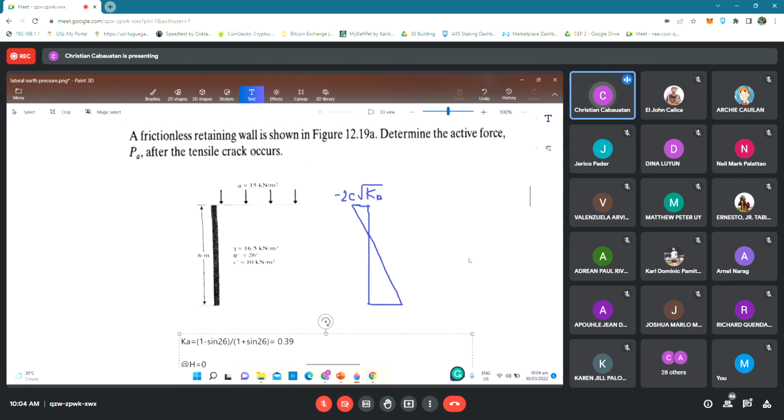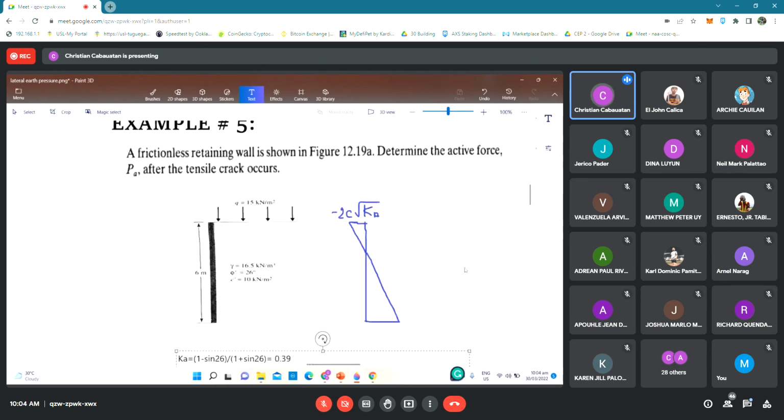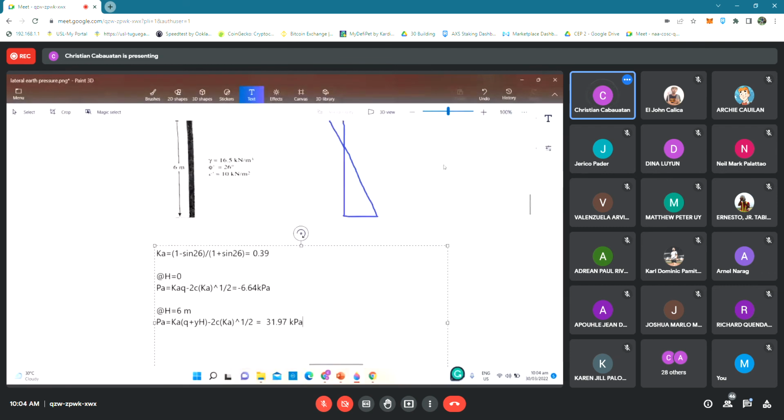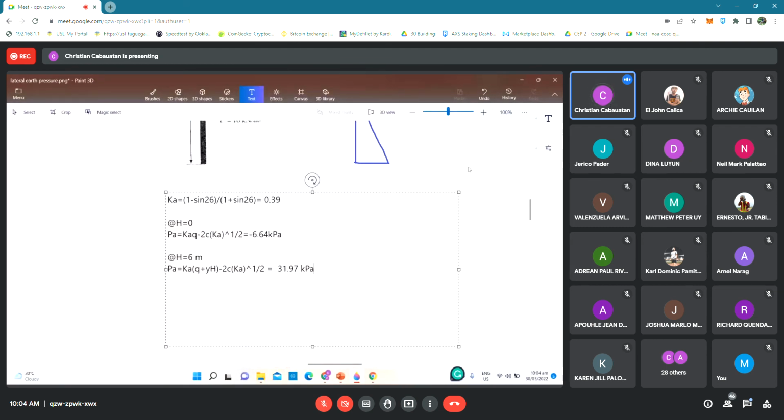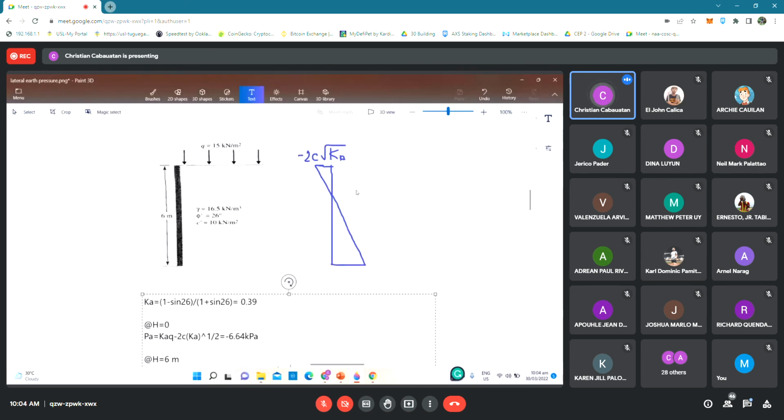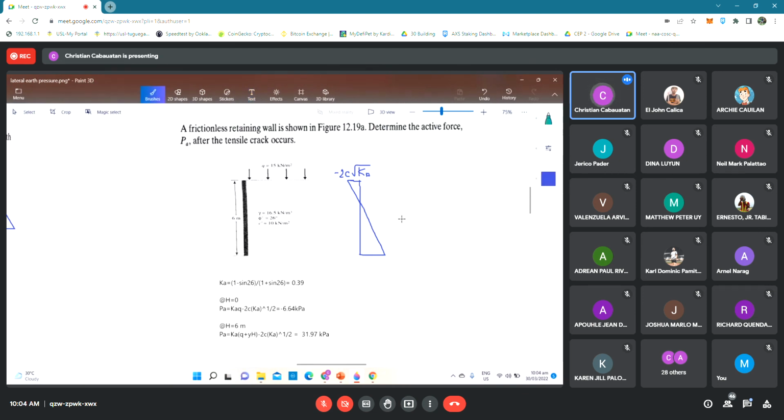Okay? What is the question? Determine the active force, FA. To determine the active force after the tensile crack, we have to first determine the value of your X. So let's go to X first. This is your X, and this would be your 6 minus X.